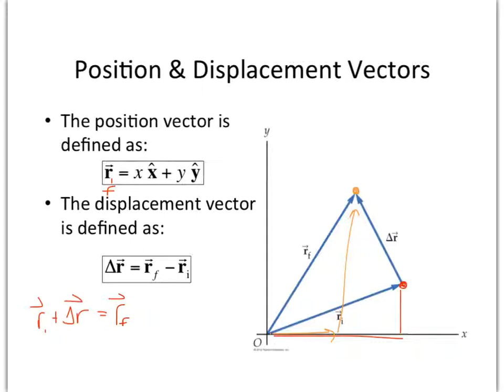So if we just do a little bit of algebra, we can say that our displacement vector is going to be r final minus r initial, like that. All right, so if we know this position and this position right here, we can find the difference, and it will tell you what the displacement is right here along this displacement vector.